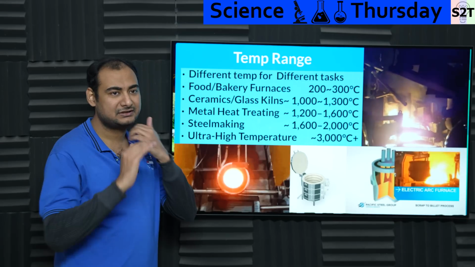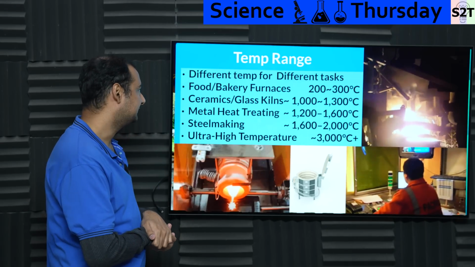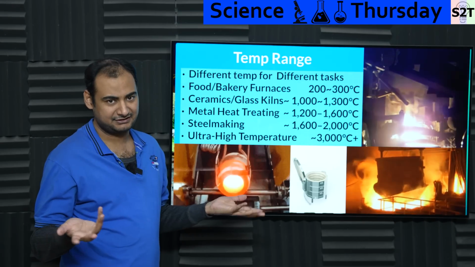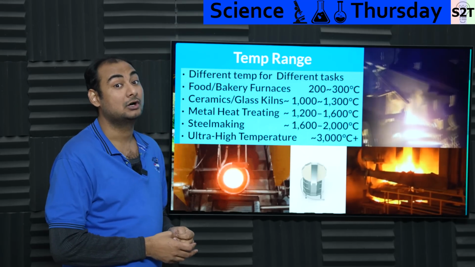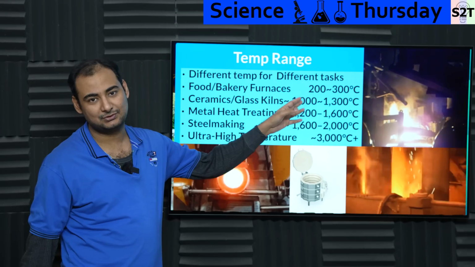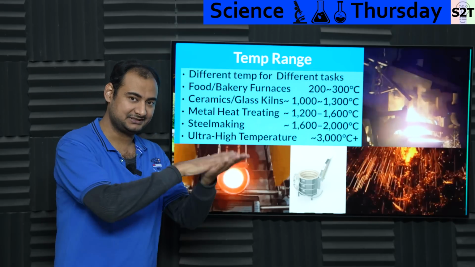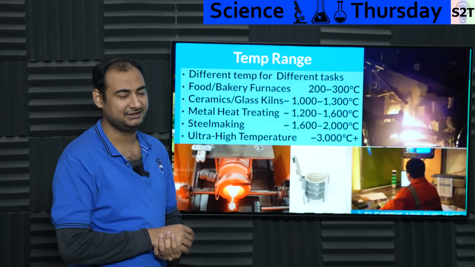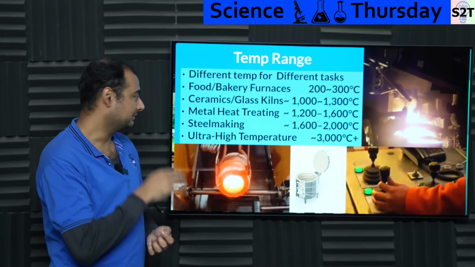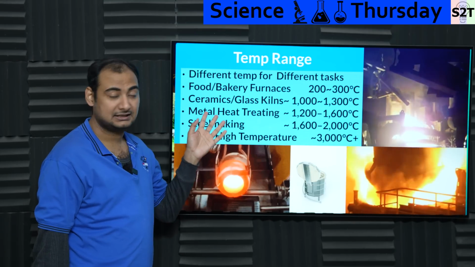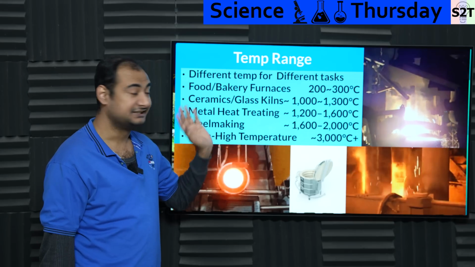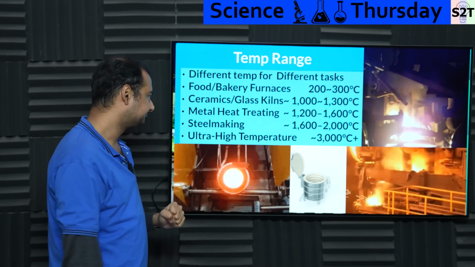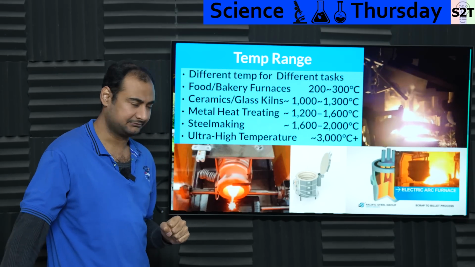So temperatures are generally classified in certain range categories. For example, different temperatures for different tasks. Duh. So if you are dealing with bakeries, food, or PCBs, they are generally dealing with 200 to 300 degrees Celsius. The PCB reflow ovens generally do not need to go very high. So that's the temperature point of view. Then you have ceramic and glass kilns. We have a lot of experience with this. They generally target 1000 to 1300 degrees Celsius. So now we are getting some serious temperature.